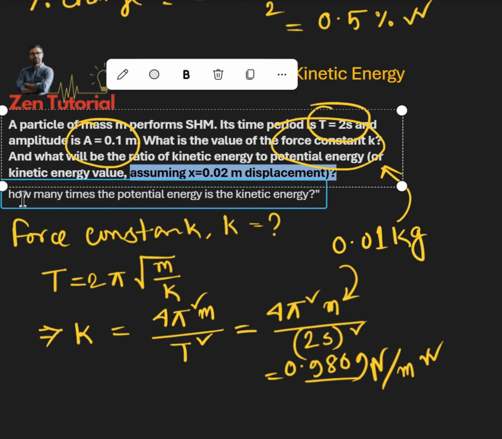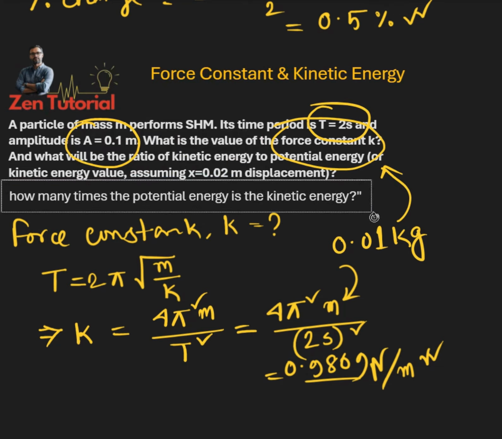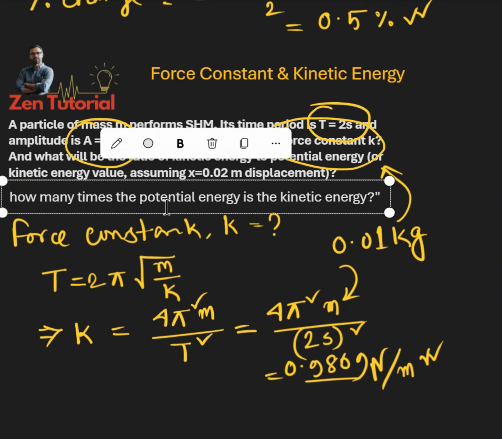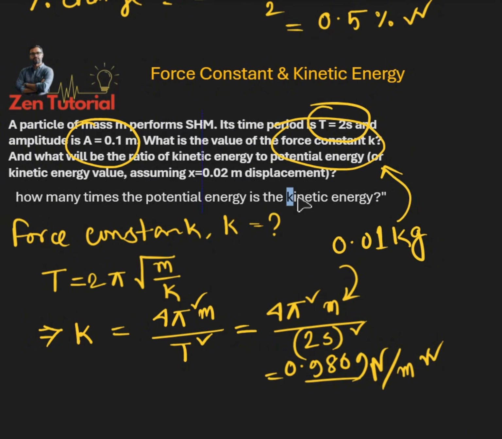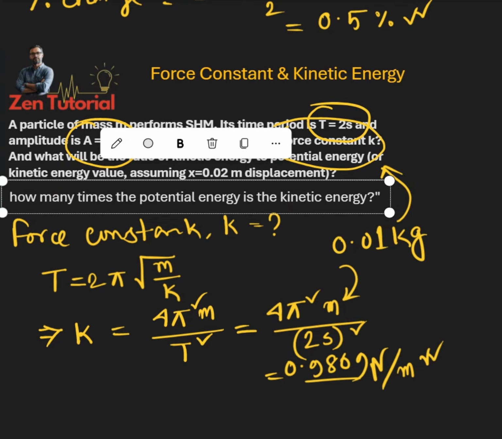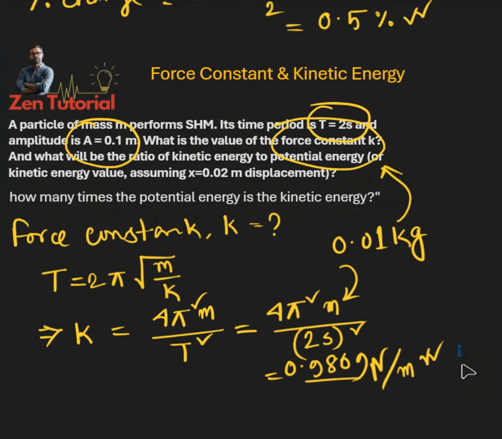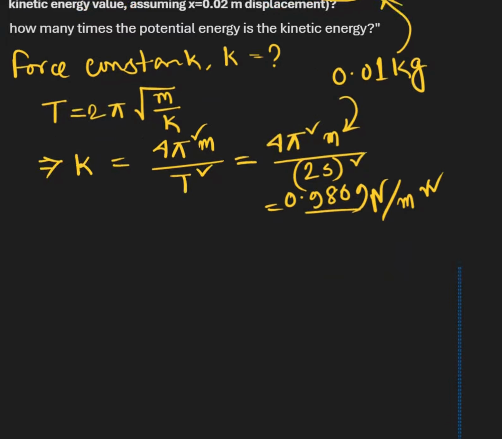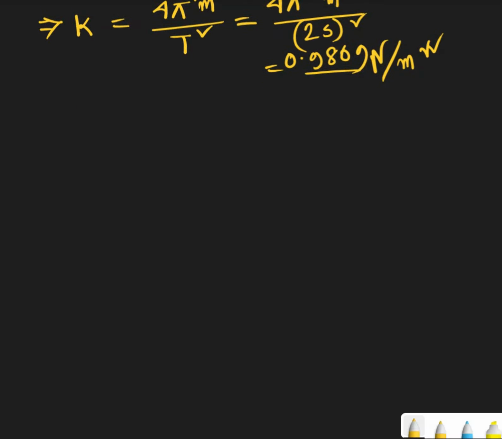This is actually the question asked, like how many times the potential energy is increased or decreased over the kinetic energy. So actually this is the relation between the kinetic energy and the potential energy. Let's analyze the question. Let's start with the equation for the total energy for part B of the question.